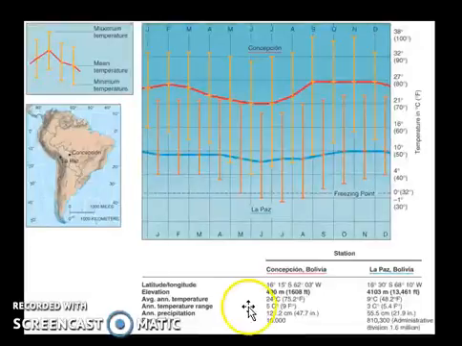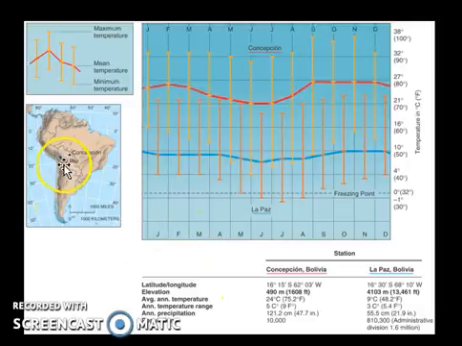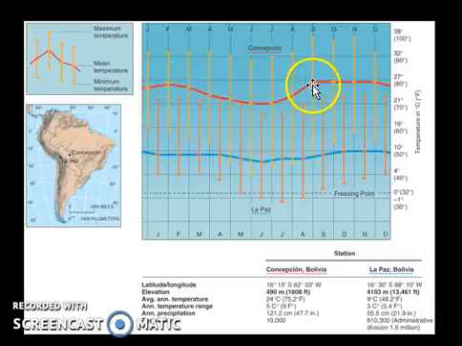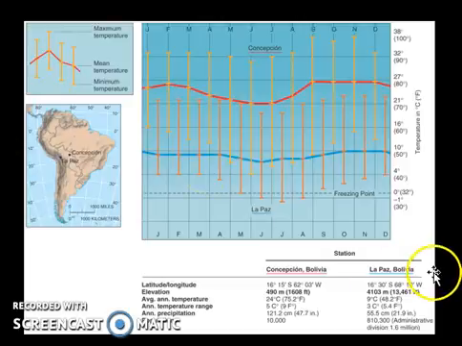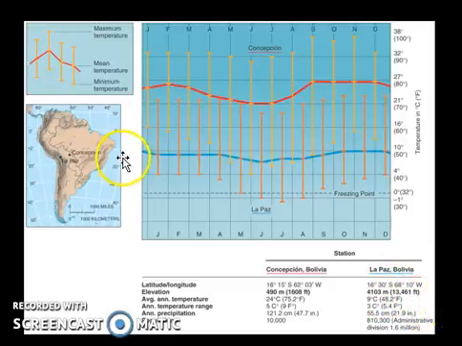And we can see that when we look at two locations, comparing La Paz, Bolivia to Concepcion, we notice that we have a change in altitude. So Concepcion's in red and La Paz is in blue. La Paz, Bolivia is at 13,000 feet and Concepcion is about at 1,600 feet. Okay, they're both at the same latitude, but we see that there's a change in elevation. And we see that in La Paz, we see much cooler temperatures versus Concepcion.